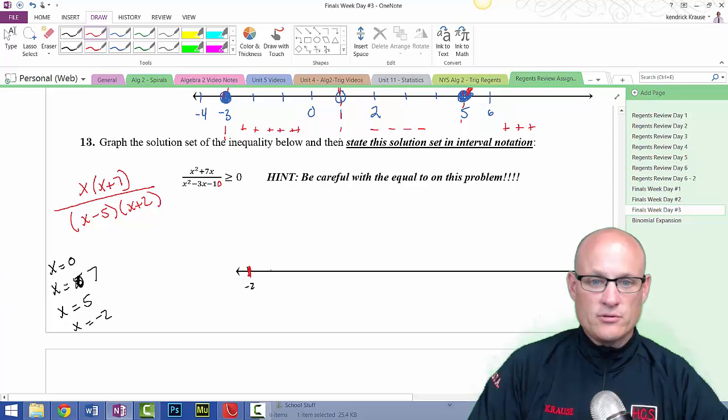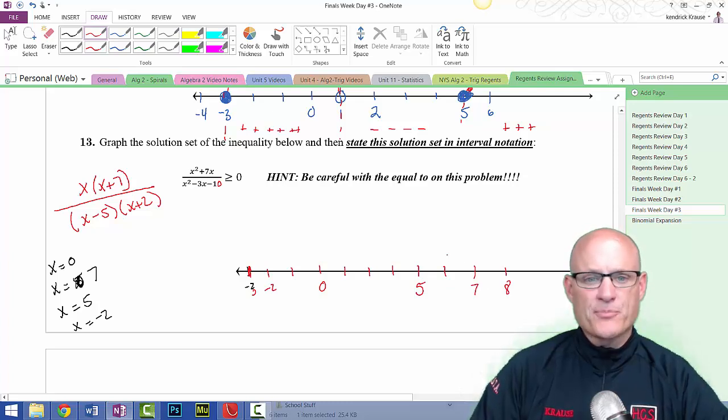Negative 2, and it makes it negative 3. Negative 2, negative 1, 0 is one of my numbers. 2, 3, 4, 5 is one of my numbers, 6, and 7 and 8. You don't have to put numbers on everything. Okay, so let's talk about this.